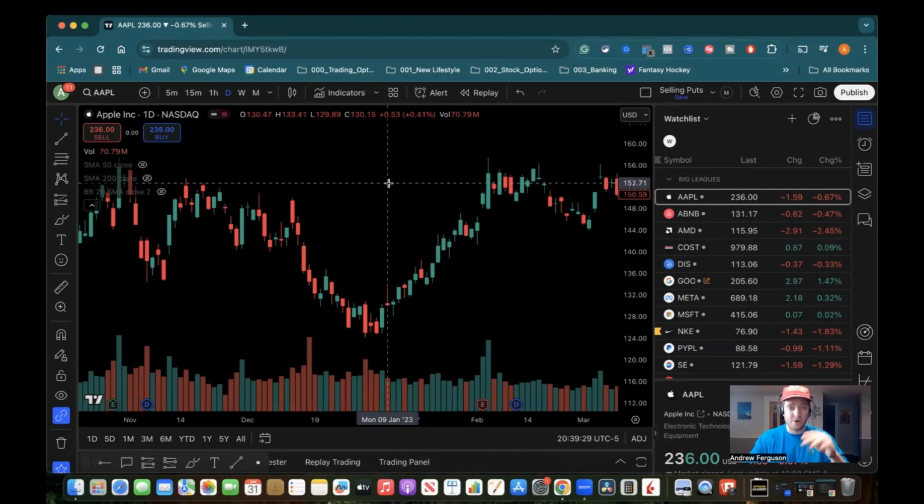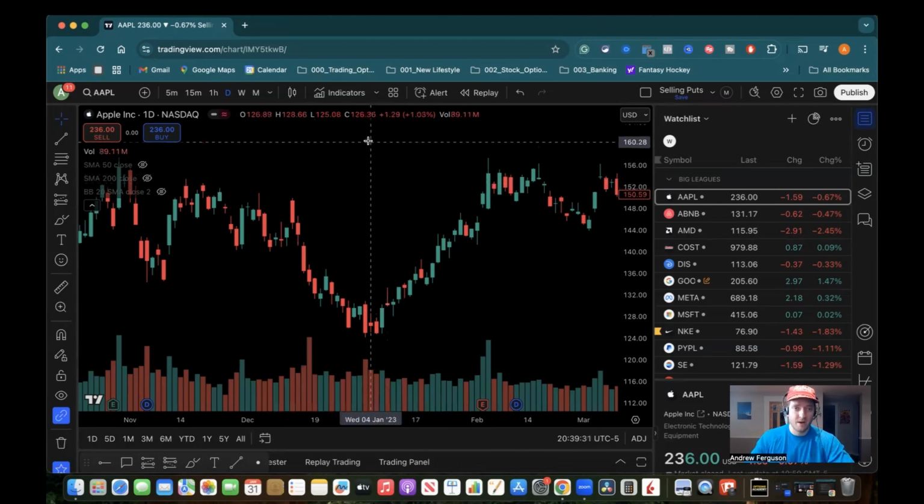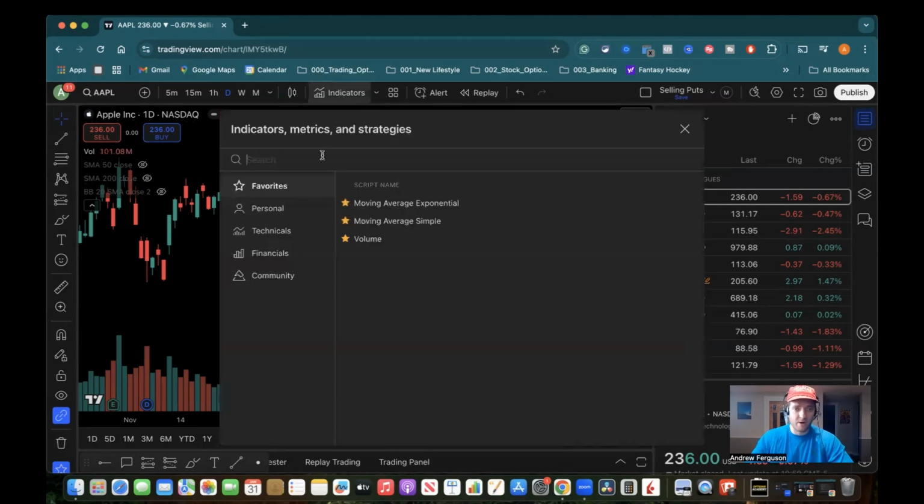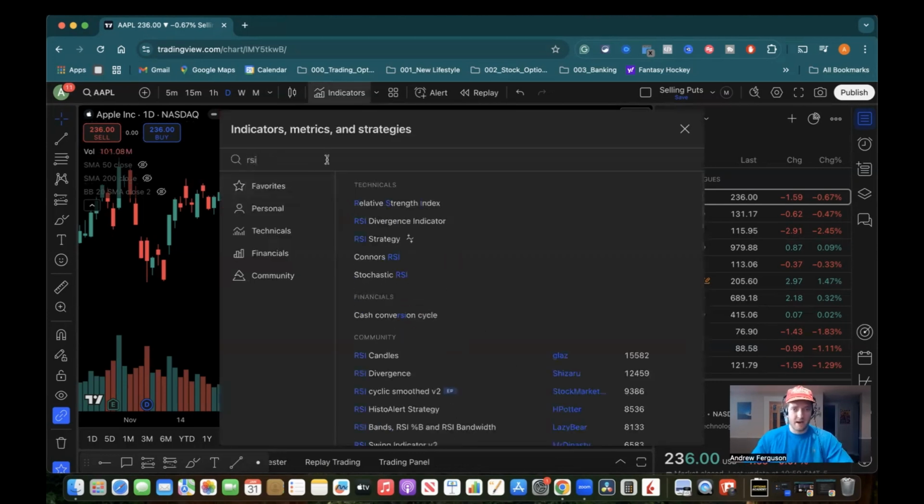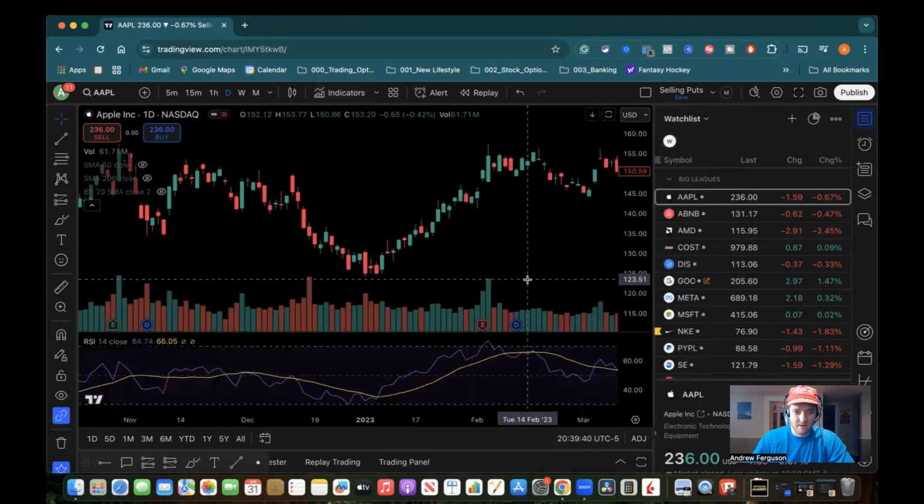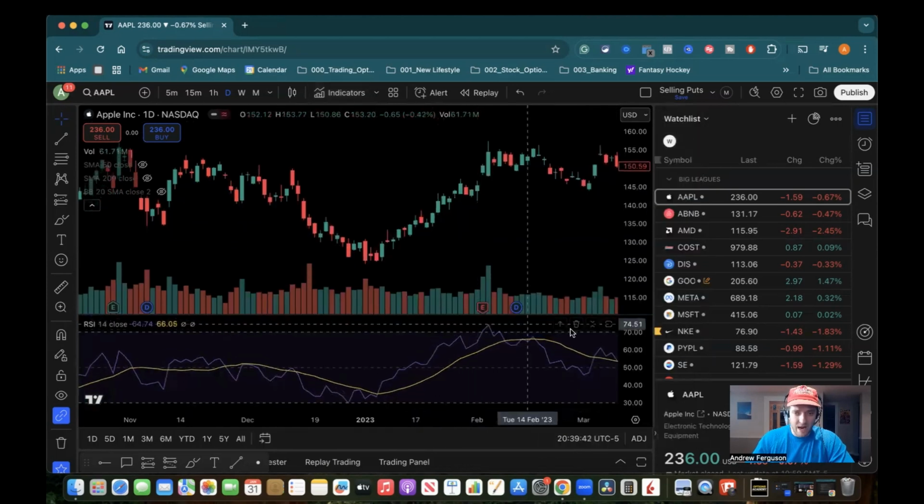Here's how to find it and turn it on inside a TradingView superchart. Up to indicators right here, just like before. We're going to go in here and go RSI, and Relative Strength Index is right there. Click that on. Now it's showing up in our chart down below. I like to make it a little bit tighter over here on the right-hand side.